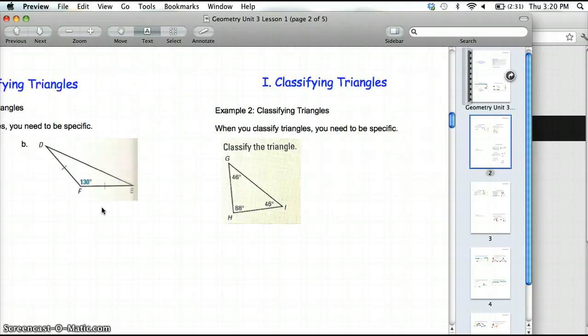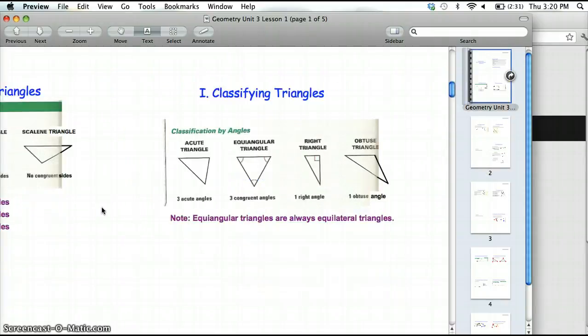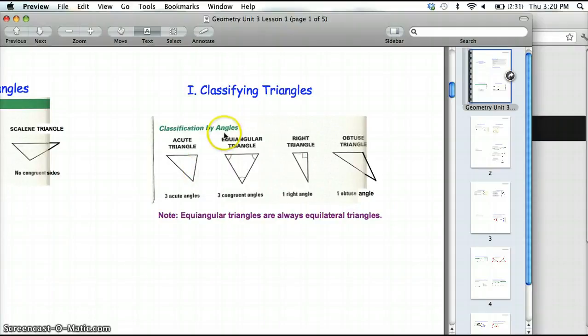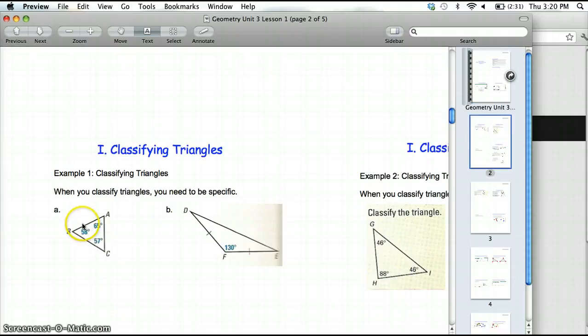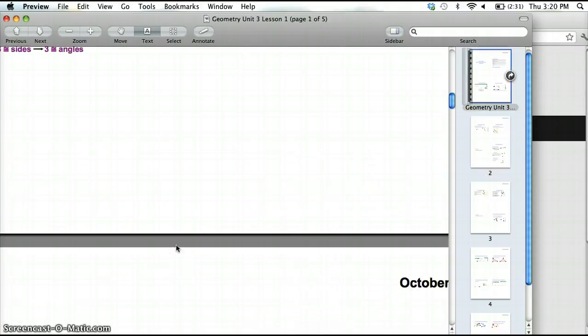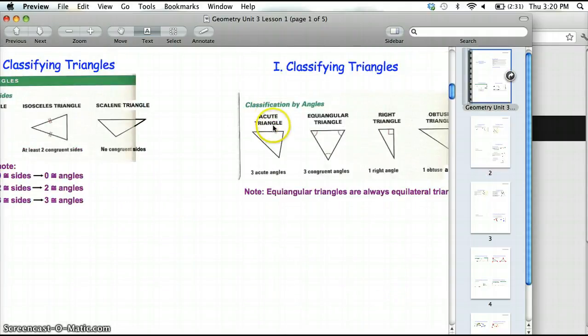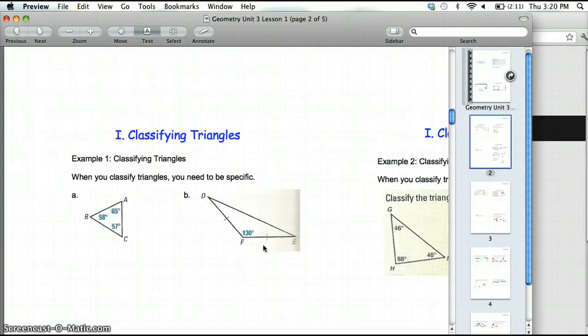So let's go back up to our examples. We've got classifying triangles by angles. All 3 of these angles, if you noticed, are less than 90 degrees. So that triangle has to be an acute triangle.